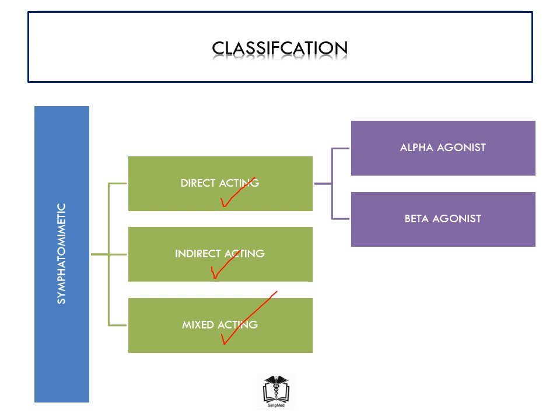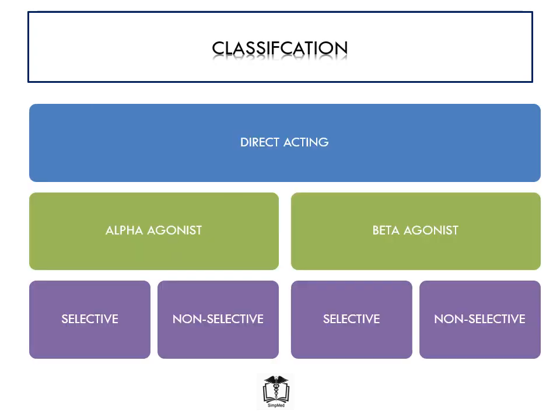The direct acting drugs are further divided into alpha and beta agonists. Remember that we have two major types of adrenergic receptors, the alpha receptors and the beta receptors. To further break down the direct acting adrenergic agonists, we have alpha and beta agonists. The alpha agonists are further classified as either selective agonists or non-selective agonists. Remember that alpha adrenergic receptors are of two types, alpha 1 and alpha 2. So we have drugs that could either be selective for alpha 1 or selective for alpha 2. And we have drugs that are non-selective for either of these two receptors.